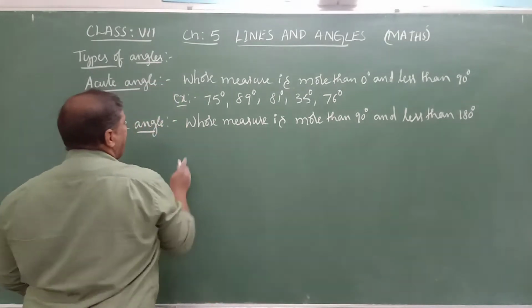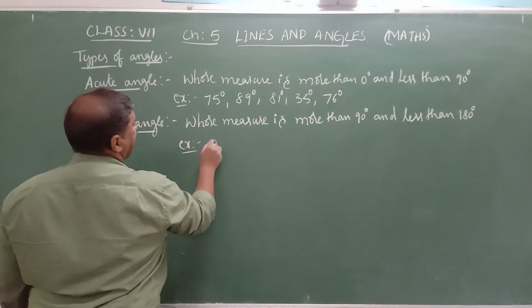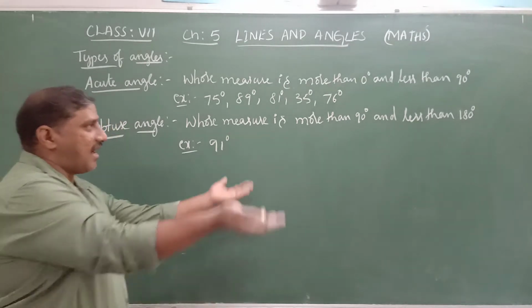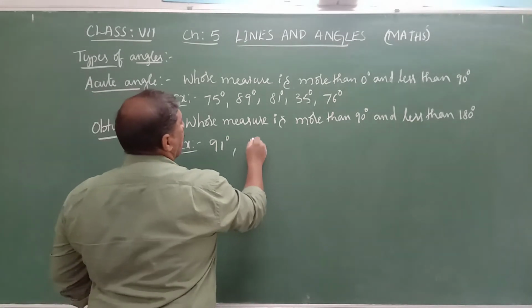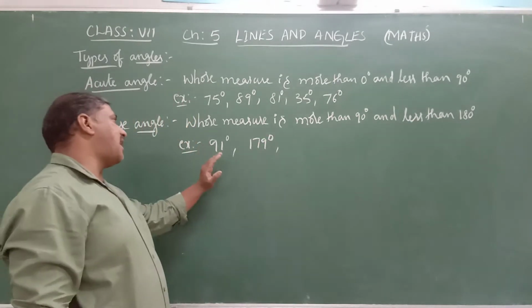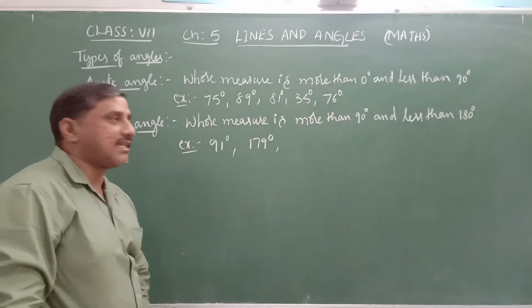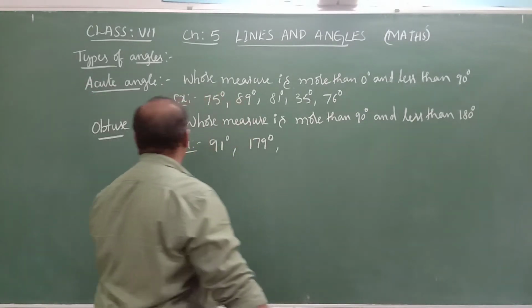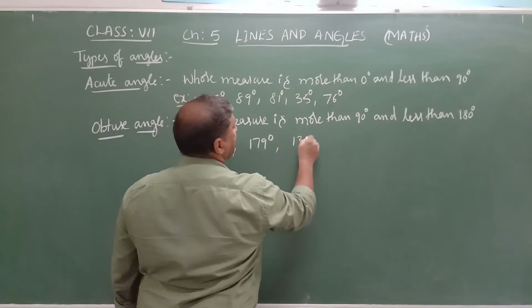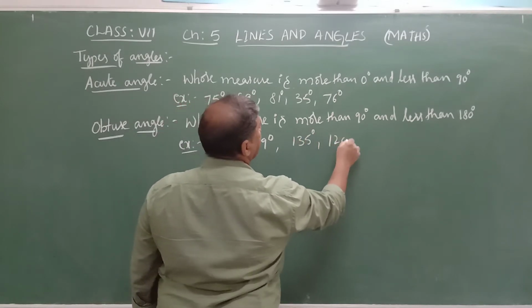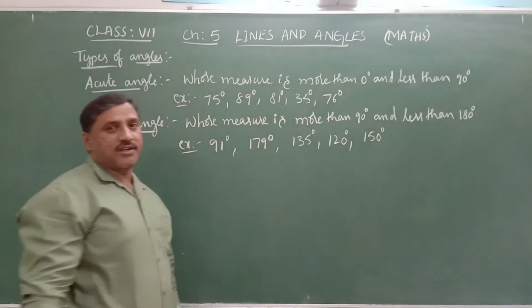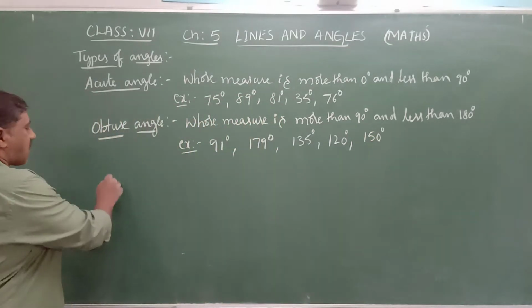More than 90 degrees means 91 degrees is an obtuse angle, and less than 180 degrees means 179 degrees is also an obtuse angle. So it is from 91 to 179 degrees. They are the obtuse angles. Some more examples: 135 degrees, 120 degrees and 150 degrees etc. are obtuse angles.